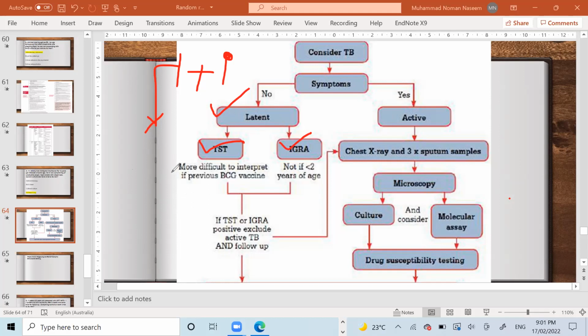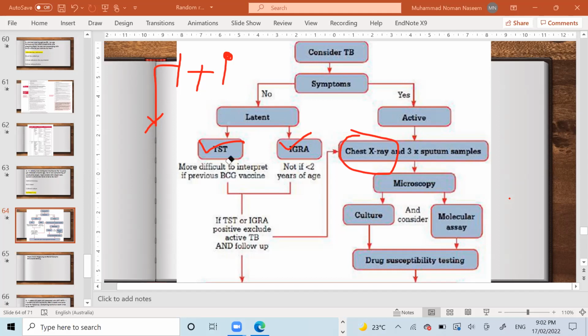If either of these two tests are positive, then the next thing I want to do is check the chest to find out if the patient is having active TB or not. If the chest X-ray is normal, then this patient is not having any TB. But if the chest X-ray is normal, then if this patient is having latent TB, I would want to prescribe isoniazid for 9 months in this patient.